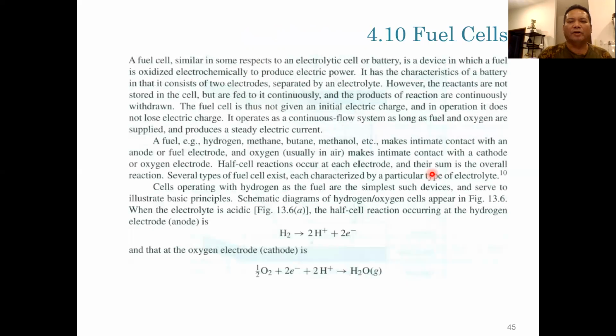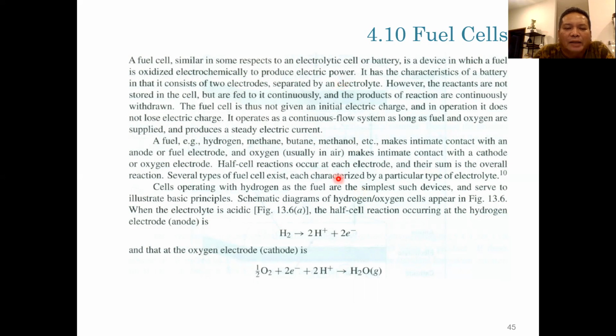I'm very interested to introduce you to the fuel cell. So what is a fuel cell? I think some of you know what a fuel cell is. A fuel cell behaves like a battery, driven by a chemical reaction with an exchange of electrons. A fuel cell is similar in some aspects to an electrolytic cell or battery. It is a device in which a fuel is oxidized electrochemically to produce electric power.